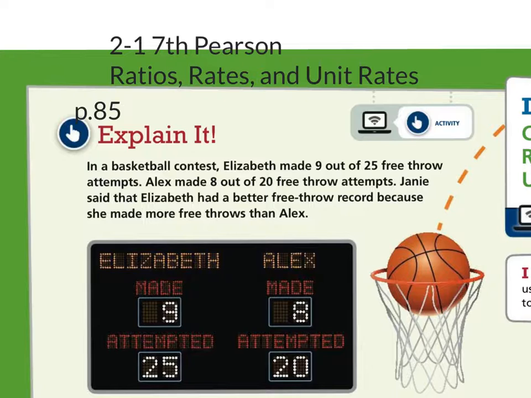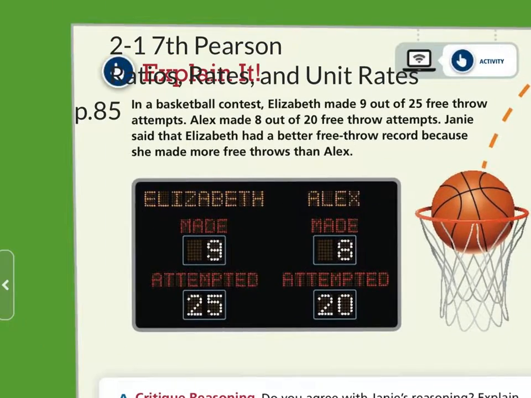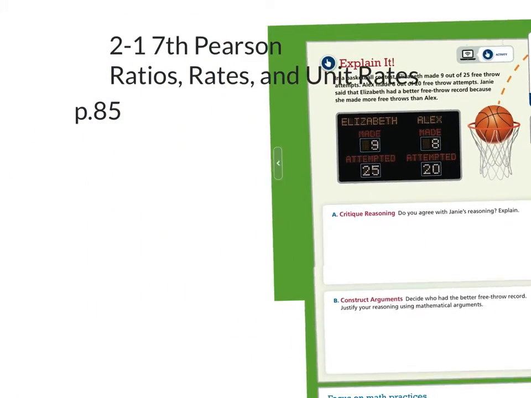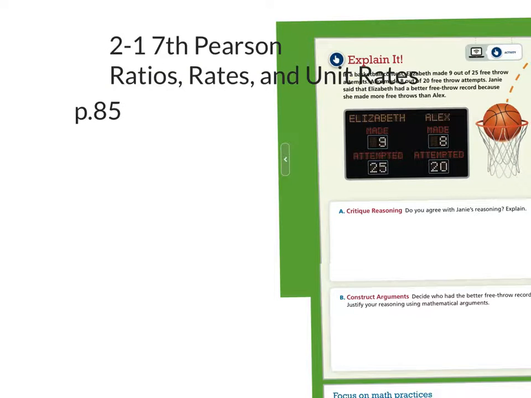Janie said Elizabeth has a better free throw record because she made more free throws than Alex. Okay, so yeah, she did make more. She also shot more, so we'll have to see how that looks. Elizabeth made 9 out of 25, Alex made 8 out of 20. So one thing we could do is just divide these out, like 9 divided by 25.